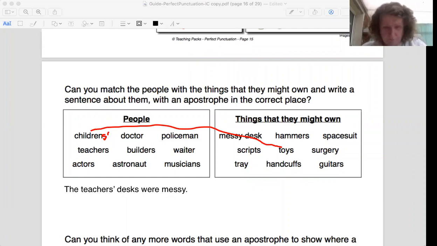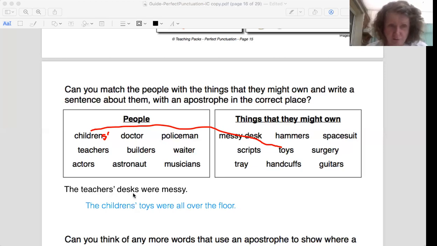Oh, here we go. The children's toys were all over the floor. But look where I put the apostrophe there. It's not in the right place, is it? Let's try that. There. I hope you can see that now. So the children's toys were all over the floor. There's more than one child, the children's, so it goes there.